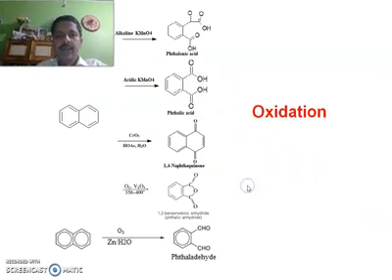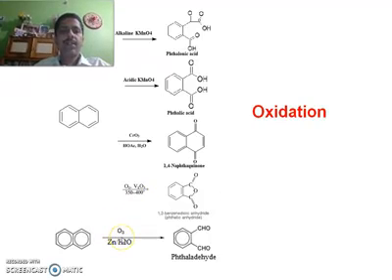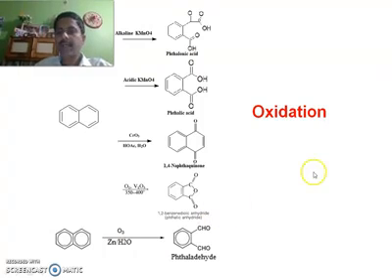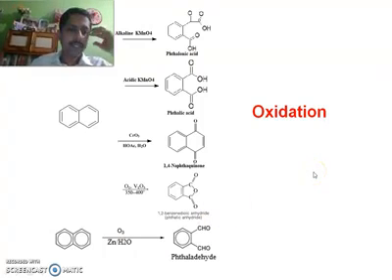The last reaction we are going to show here is ozonolysis, where, when you do ozonolysis in presence of zinc, you will get a dialdehyde. So this is all about naphthalene, its synthesis and properties.